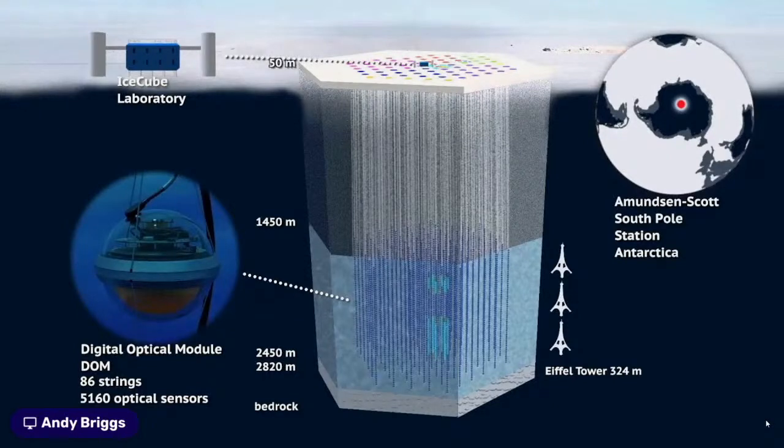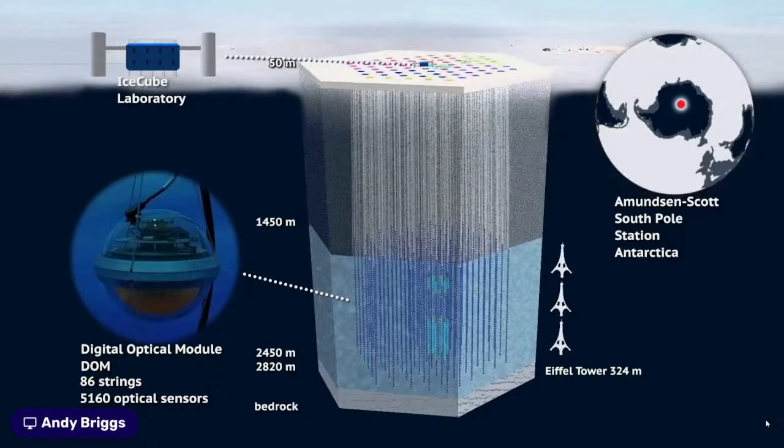When a neutrino passes through the ice, occasionally it does collide with an atom, and that produces a very faint flash of blue light called Cherenkov radiation. And as you can see on the left, these DOMs, these digital optical modules, are basically light detectors that can detect those tiny flashes of light. By working out where they were detected, they can work out the path of the neutrino.